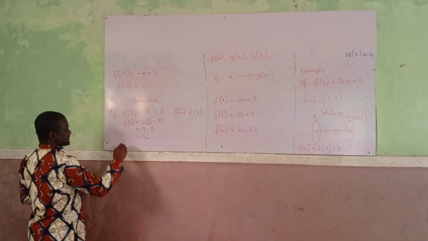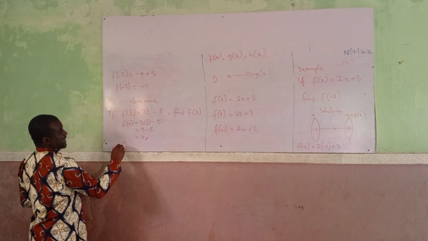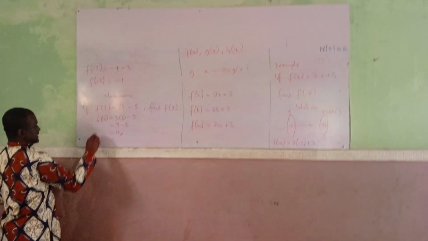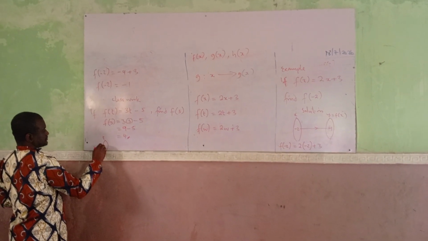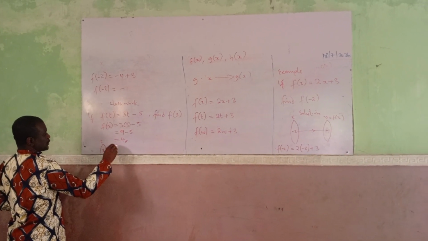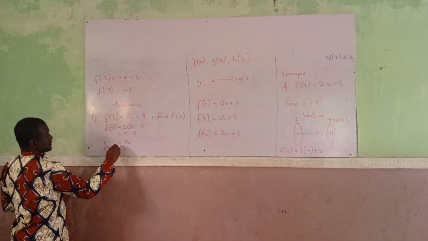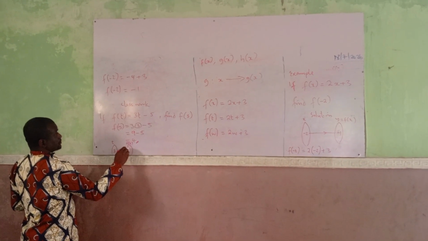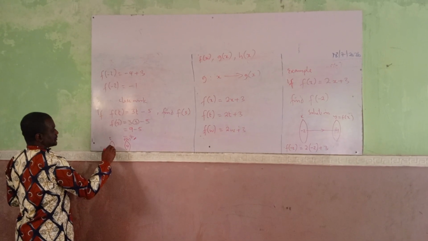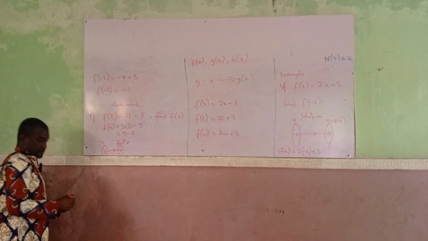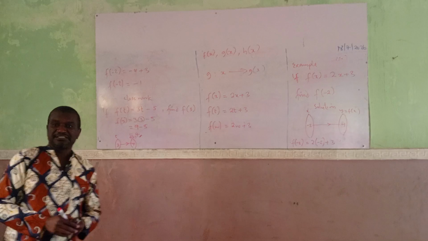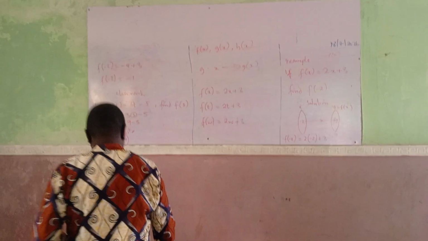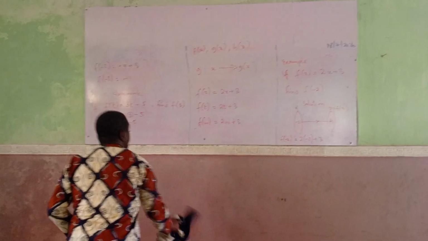So our t here is 3. That means in the codomain, which is our f of t, it will be 4. So that means 3 is mapping to 4. Now, finally, let's explain what we mean by range in the codomain.